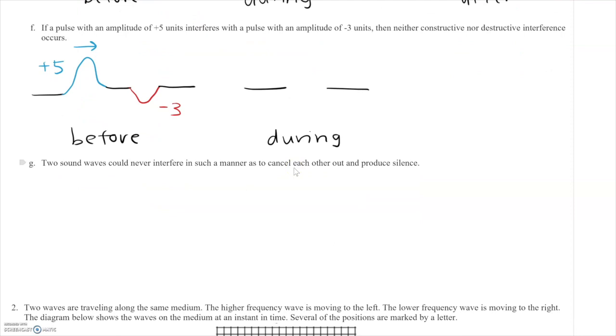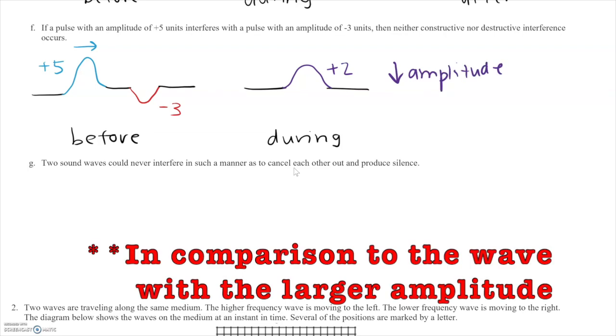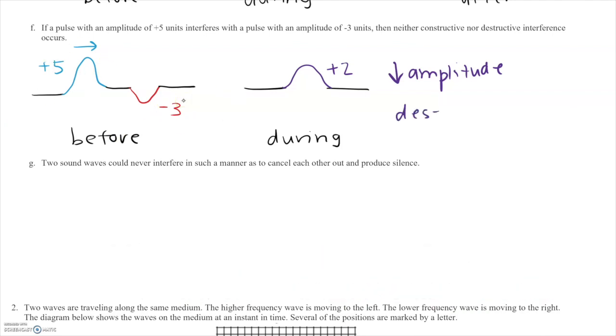F, if a pulse with an amplitude of +5 units interferes with a pulse with an amplitude of -3 units, then neither constructive nor destructive interference occurs. All right, so let's go ahead and apply our law of superposition again. When we have a wave with an amplitude of +5 interfering with a wave with an amplitude of -3, and we add these two values together, the resultant wave should have an amplitude of +2 units. And so because this is a decrease in amplitude in comparison to either initial waves, this is an example of destructive interference.